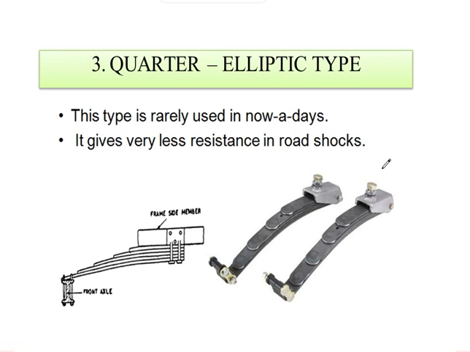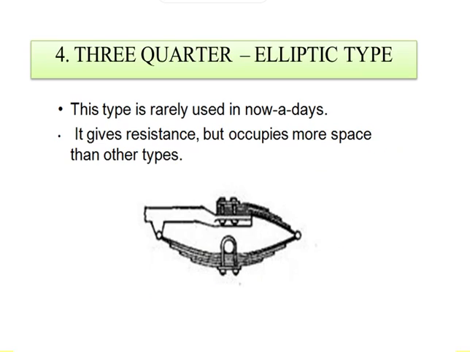Quarter elliptic type. These are two schematic diagrams of quarter elliptic type. This type is rarely used nowadays. It gives very less resistance to road shocks. 3/4 elliptic type. This is the schematic diagram of 3/4 elliptic type. This type is rarely used nowadays. It gives resistance but occupies more space than other types.